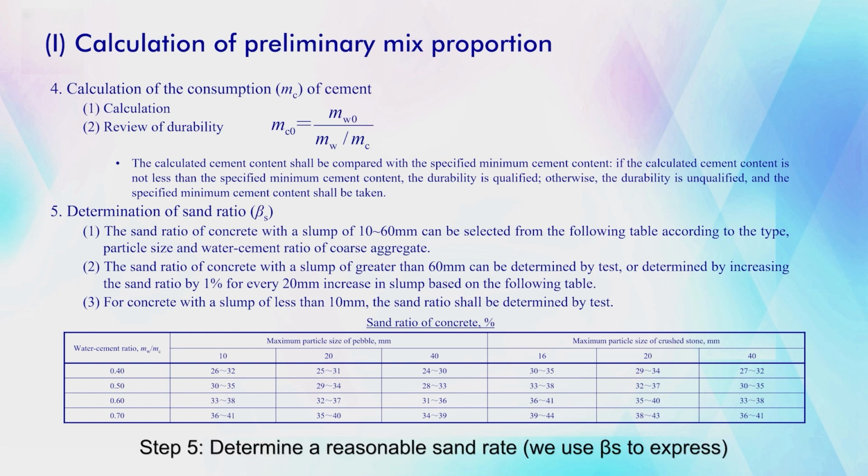Step 5. Determine a reasonable sand rate. We use beta S to express it. The selection of a reasonable sand rate can generally be determined according to the unit's experience of use or through testing. When there is no historical information for reference, it can be determined by looking up the relevant table according to the type and specification of aggregate and the water-cement ratio of concrete.